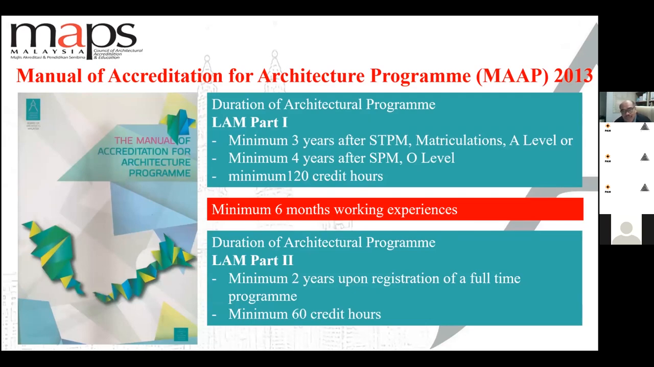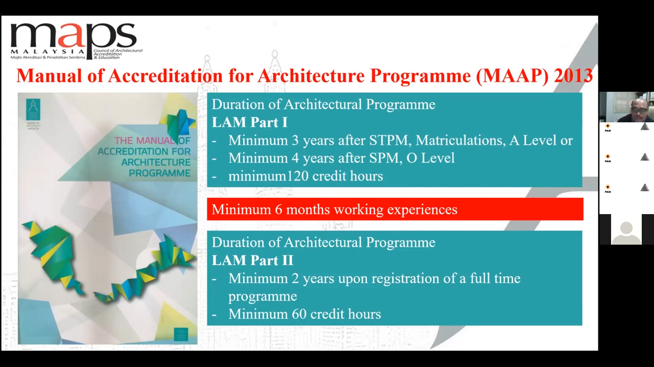And after you finish LAM Part 1, you have to work for a minimum of 6 months before you can enter into the MARCH program or the LAM Part 2. So the duration is 2 years or 60 credit hours. And after you finish your LAM Part 2, then after working 2 years, you can sit for the LAM Part 3 exam. And if you pass, then you can register as a professional architect with the board. So all in all, about 5 to 7 years studying and working minimum to get your Part 3 recognition.